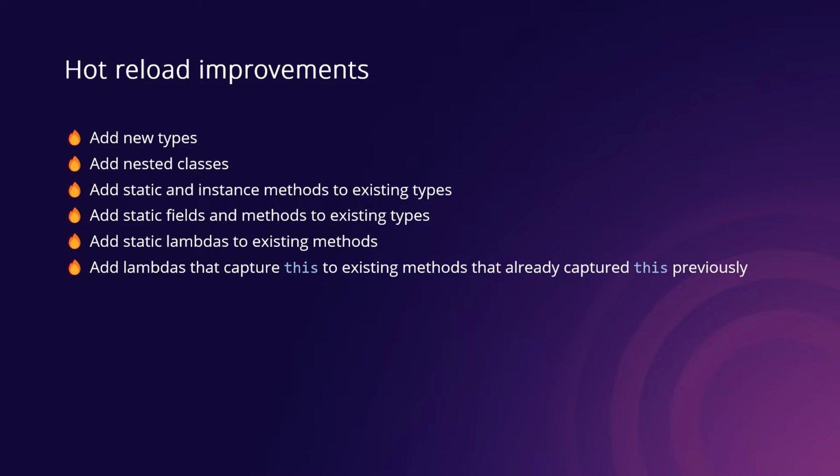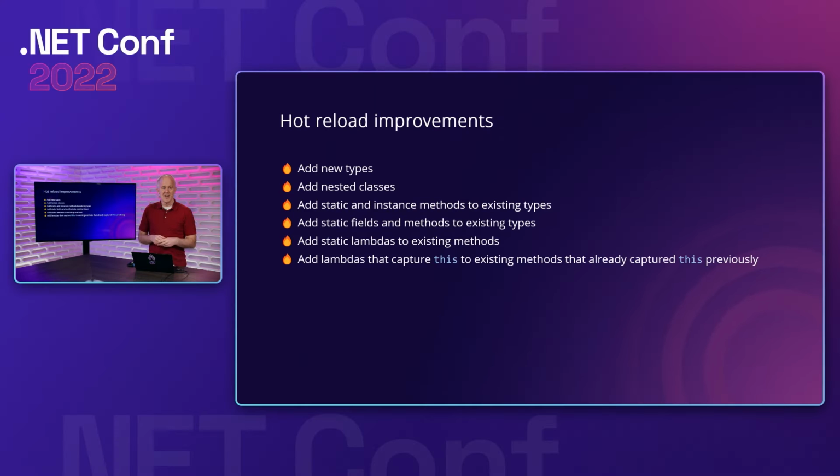You can add new types. You can add nested classes. You can add static and instance methods to existing types. You can add static fields and static methods to existing types. You can add static lambdas to your existing methods. And you can add lambdas that capture the this to existing methods that were already capturing the this previously. So all these changes mean that you can stay in your development flow and see changes faster in your running .NET WebAssembly apps.